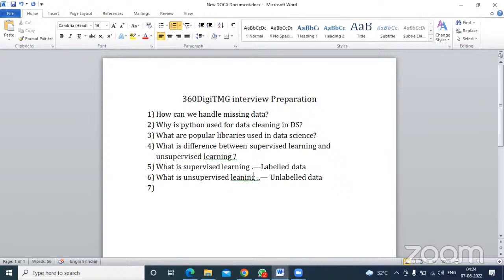Okay, guys, what is unsupervised learning? As I told, supervised learning trains the model under the guidance of a teacher. Unsupervised learning is totally the opposite: it is like learning without a teacher. The model learns through observation and finds the structure of the data. It has its own learning process.